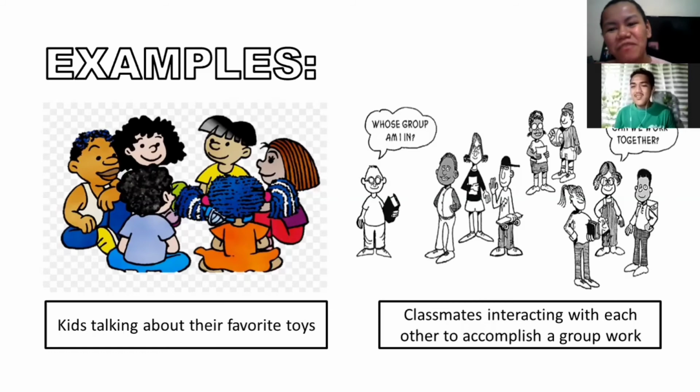Moving on. Our social interaction happened then by just simply saying hi and hello, right? Mga greetings, saying goodbye, yun yung mga parte ng social interaction.